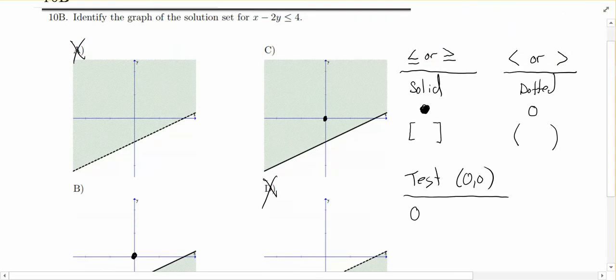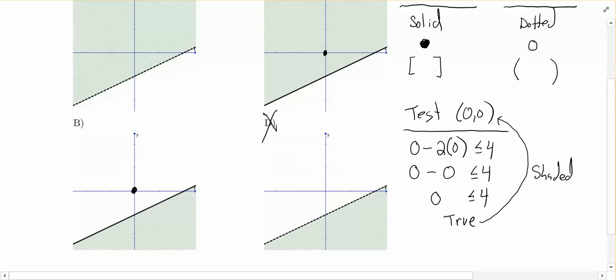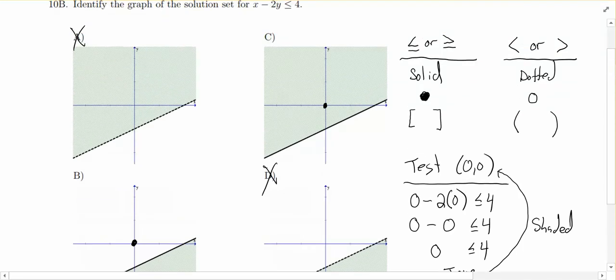So we plug 0 in for x, we plug 0 in for y, and we want to determine if this is a true statement or a false statement. We find 0 is less than 4 is definitely a true statement. The fact that this is true tells us the ordered pair 0, 0 should be shaded. So the option that has it shaded is C, because it made the inequality true when we plugged 0, 0 in. That gives us C as the correct answer.